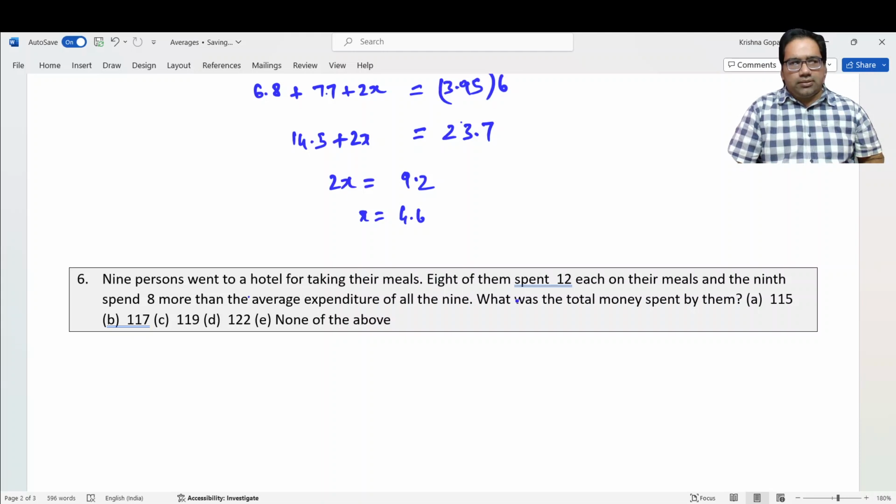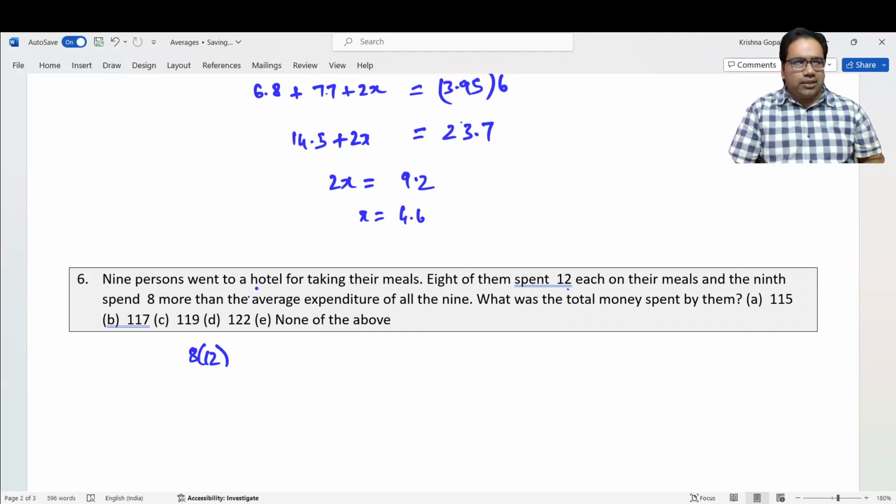9 people went into a hotel for taking meals. 8 of them spent 12 each on their meals. And the ninth one spent 8 more than the average expenditure of all the 9. What is the total money spent by them? Very good. 8 of them spent 12 each. That means 8 into 12 is what they have together spent. Okay. And what has this ninth guy done?